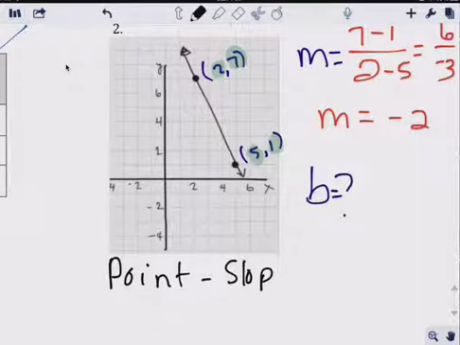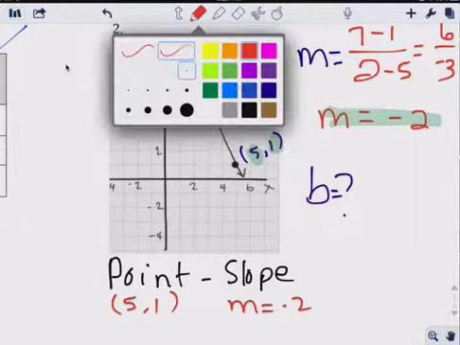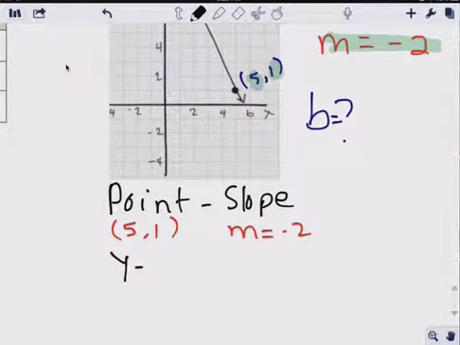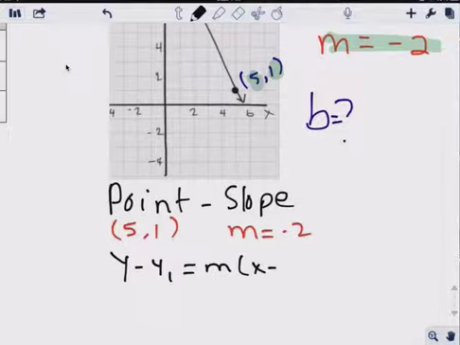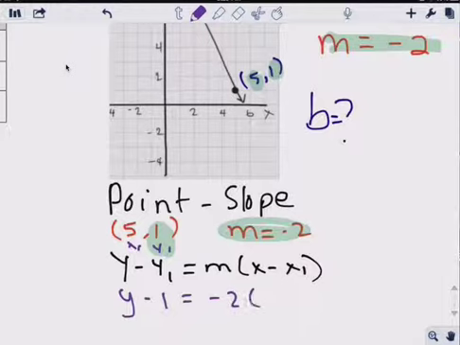Point-slope form. Okay, point-slope means you choose a point, either 2, 7 or 5, 1. It doesn't matter which one you choose, I'm going to choose 5, 1. And we know we have our slope here. m is negative 2, and the point-slope formula that you use is y minus y1 equals m times (x minus x1). From there, y1 is this one right here, so y minus 1 equals the slope, negative 2, times (x minus x1), which is this 5 here, x minus 5.